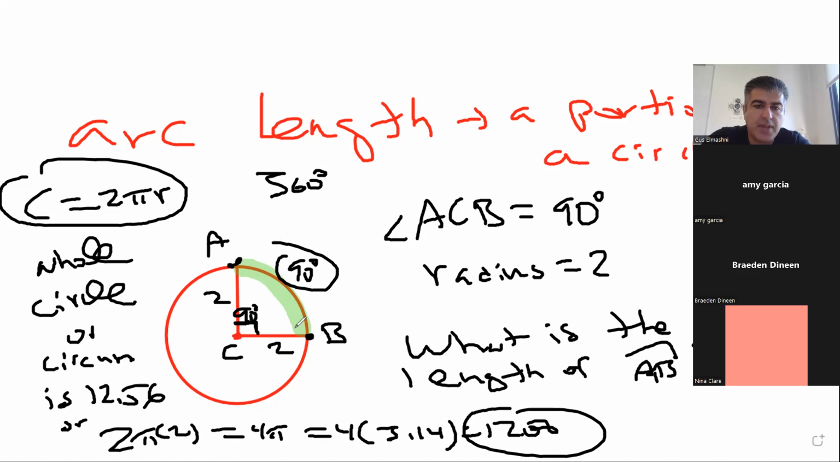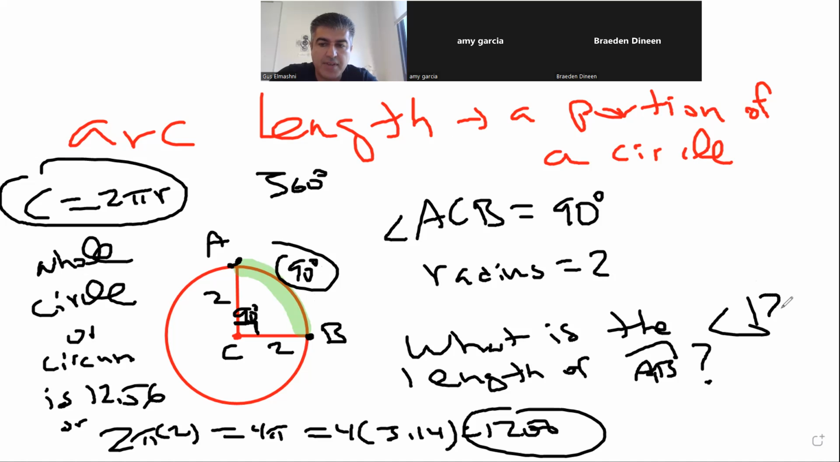What fraction is being shaded here? Think of that. Not 28.6, that's too large. So think about it. If the whole circle is 12.56, the length of the arc is definitely less than 12.56. So that'd be physically impossible for the green to be more than 12.56. It's got to be less than 12.56. Right? You're only doing a portion of the circle.